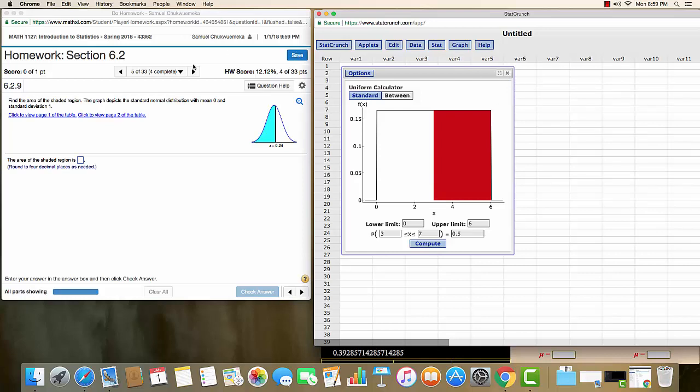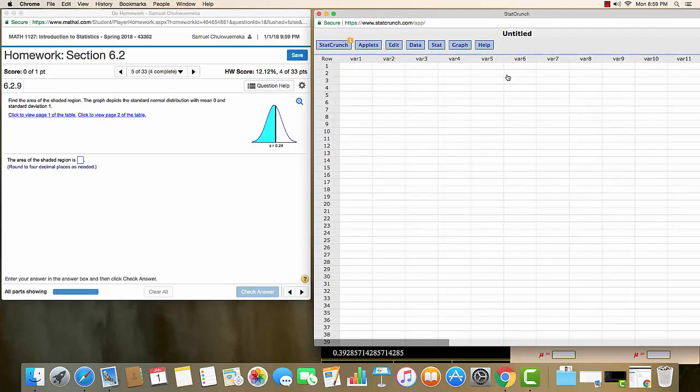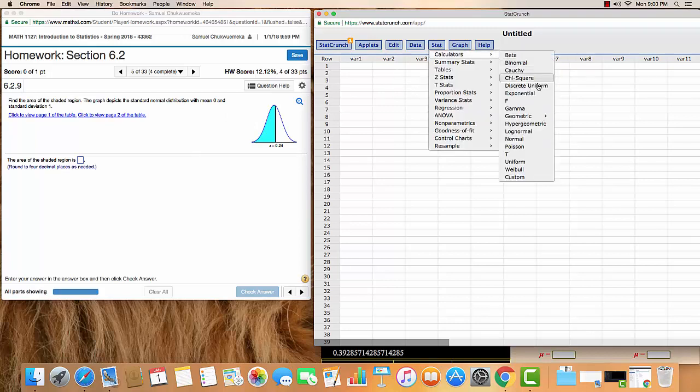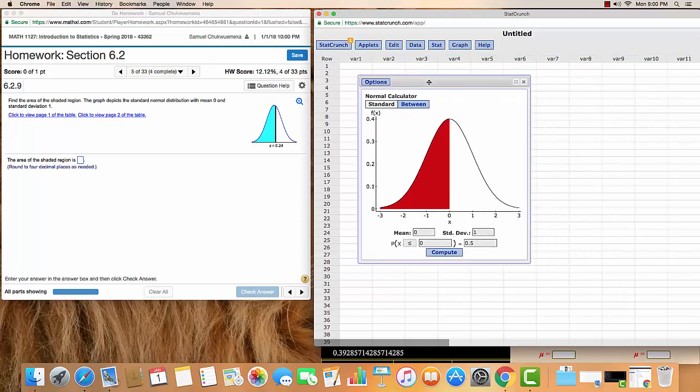That's fine. This is no longer uniform distribution. This is a normal distribution. Find the area of the shaded region. So I'm going to come here, I go to start. This is now normal distribution. So you go to start, you go to calculators, you go to normal. They gave you the z-score, which is 0.24, and they want you to find the area to the left. The area is the same thing as the probability, the same thing as the percentage.